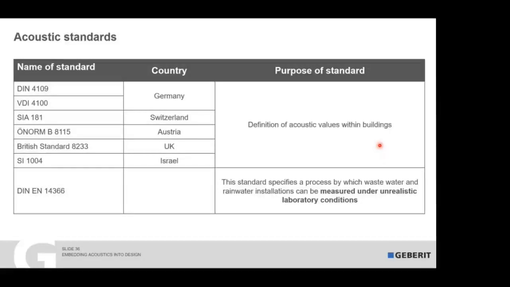We have some standards in Israel, and then very important, we also have this DIN EN 14366, and this standard specifies a process where rainwater installations can be measured under unrealistic laboratory conditions. And this I will explain further. This is also many times a challenge for us, that it's not a regulation, it's actually a test.